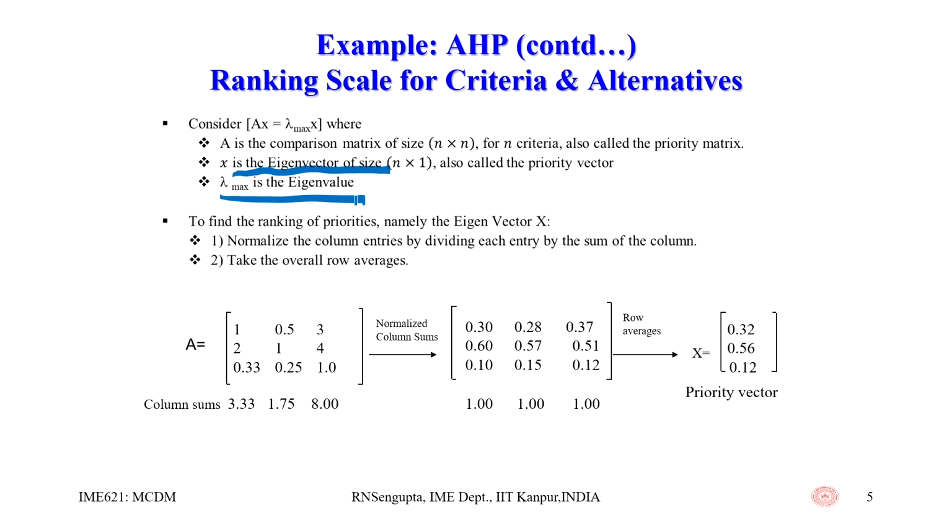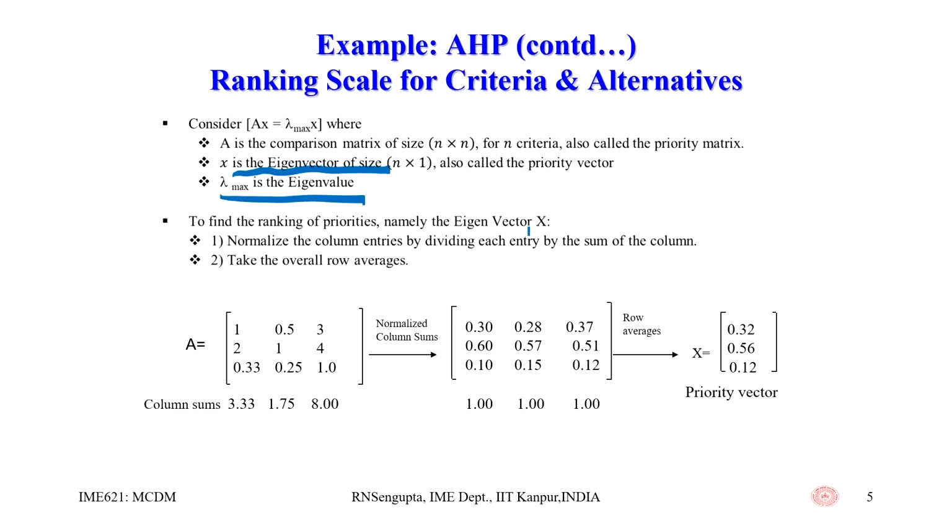Now, to find the ranking of the priorities, meaning depending on the score which was given, we will use the eigenvector x, and we need to normalize the entries by dividing each by the sum of the columns. If you remember the concept of trying to normalize along the column, the word column was mentioned time and again.